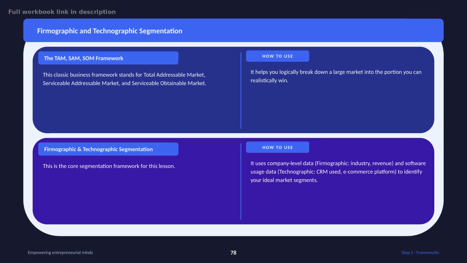The first is the TAM, SAM, SOM framework: total addressable market, serviceable addressable market, serviceable obtainable market. It's a classic way to take a market that feels overwhelmingly large and break it down into the portion you can realistically win. The second is firmographic and technographic segmentation itself, using company-level data like industry and revenue alongside software usage data like which CRM or e-commerce platform a company runs to identify exactly where your ideal segments actually live. This is the core segmentation tool for the whole lesson.